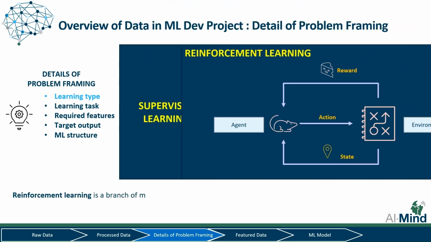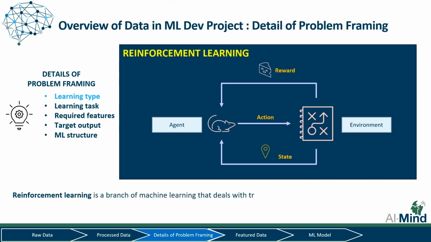Reinforcement learning is a branch of machine learning that deals with training agents to make decisions in an environment based on rewards and punishments.